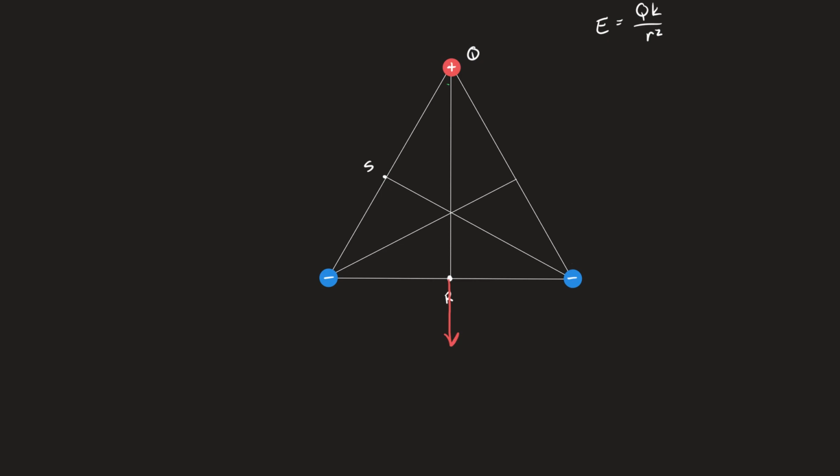I'm also going to have an electric field component in this direction from the charge on the left, an electric field component in this direction from the charge on the right, but I think those are going to cancel out. So I believe the only component that matters is the one from the positive charge. But I'm going to need this distance in order to complete that.